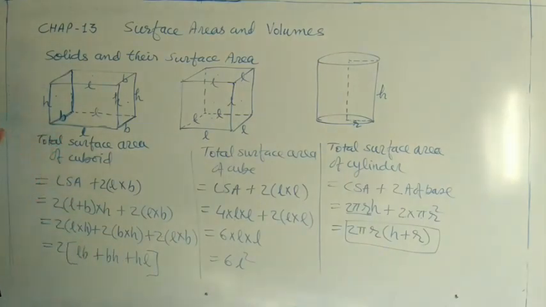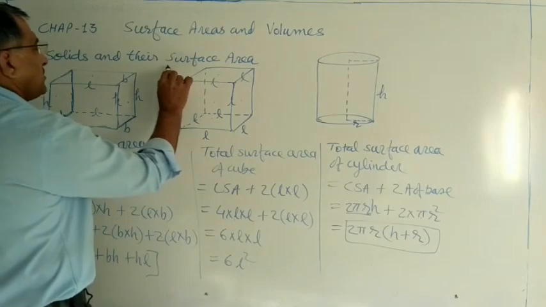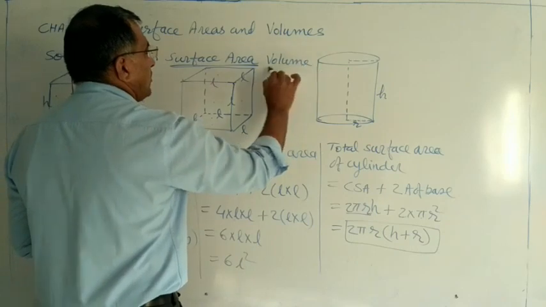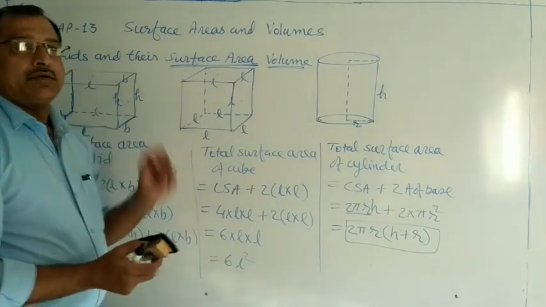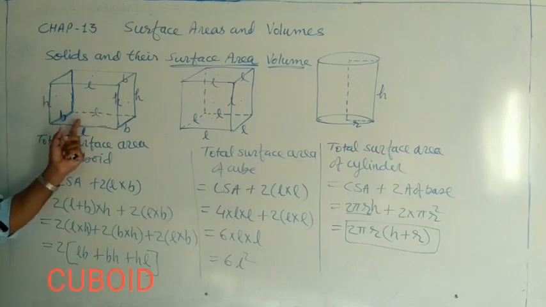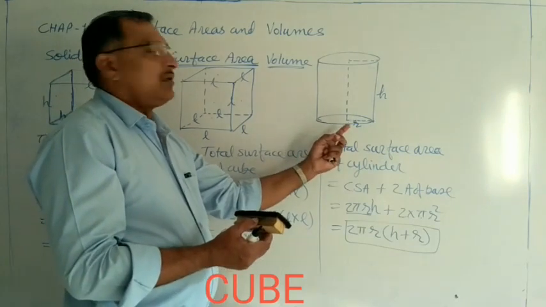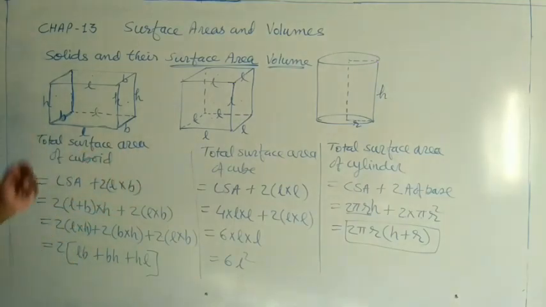Now let us go for volume. Solids like cuboid, cube and cylinder. We have discussed surface area. Now let us talk about volume also. Volume of cuboid, cube and cylinder. As we have discussed, lateral surface area of cuboid is perimeter of the base multiplied by height. Here also perimeter of the base multiplied by height for the cube, and for the curved surface of the cylinder, circumference of the base multiplied by height. If we add area of top and bottom, then we get total surface area.